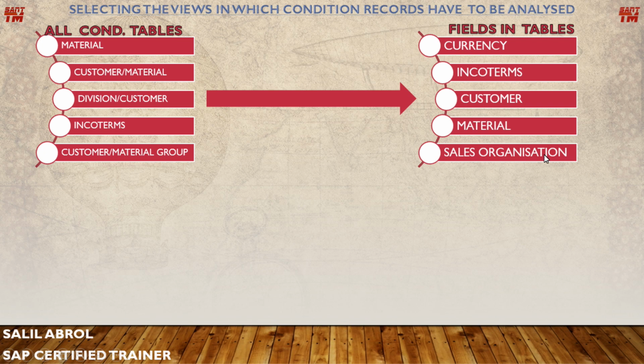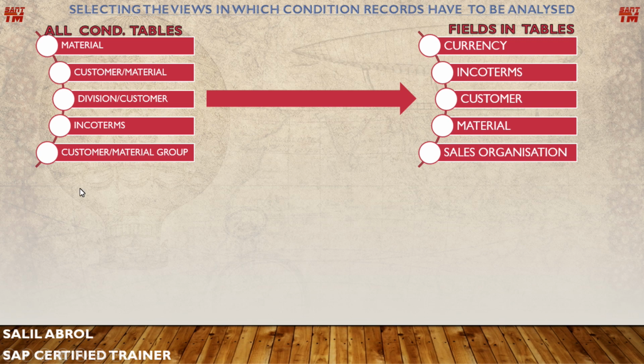And one field is sales organization, that must exist in all of these, because for a material you need sales organization, for customer material also you need sales organization, division customer also, Incoterms also, and customer material group also need sales organization. Every table will need sales organization, because it is the most basic property that you have to follow in an SAP system. Whenever you create a document, sales organization has to be written always.